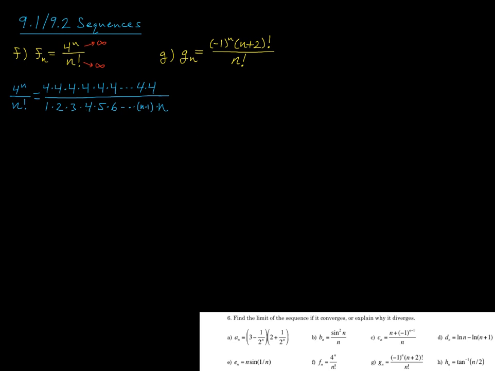Now what am I going to do with this? Well, for these first 4 terms in the numerator and denominator, their ratio is just a number. In this case, it's 32 thirds.